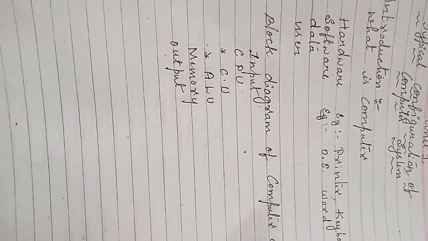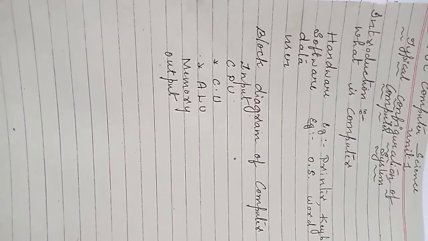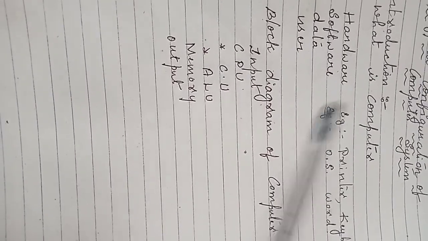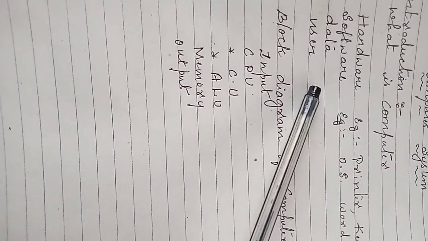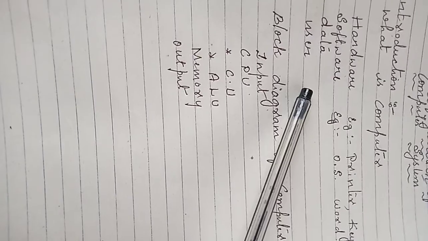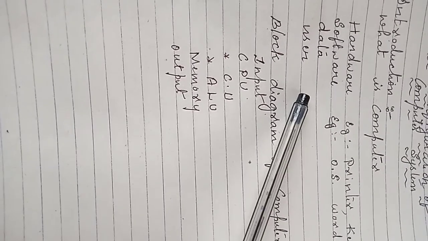What is data? Data is raw information. Raw information which is sent to the computer is called data. Then what is information? After we send data to the computer, we get the result, and that resultant information is called information. Okay, and who is the user? The user is nothing but we are the user. Whoever is using the computer is known as the user.